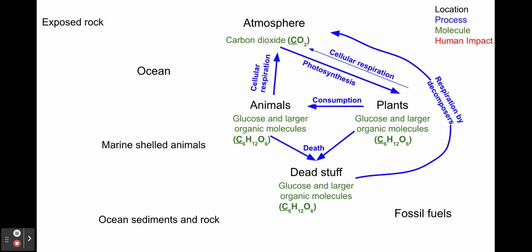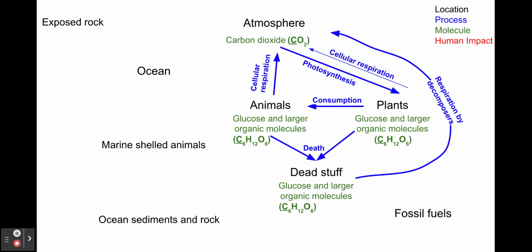respiration by decomposers. And what you're thinking about as you look at that arrow is this tells us that decomposers are eating the dead stuff. They're breaking apart the glucose to make ATP, and the carbon atoms get released back to the atmosphere as part of carbon dioxide molecules.